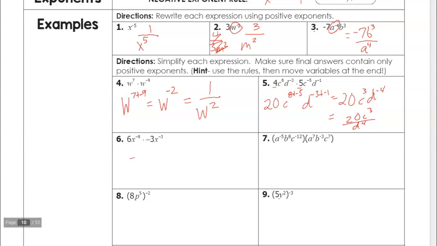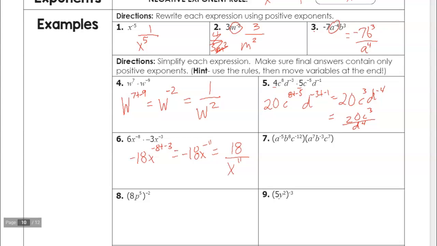Here's 6 times -3, we have -18. And we have x to the -8 plus -3. So we have -18 x to the -11. And then we move the x only. And we get rid of our negative by moving it to the bottom.